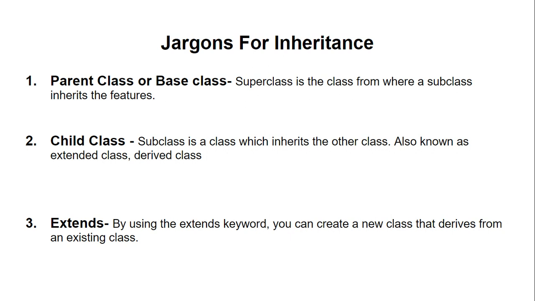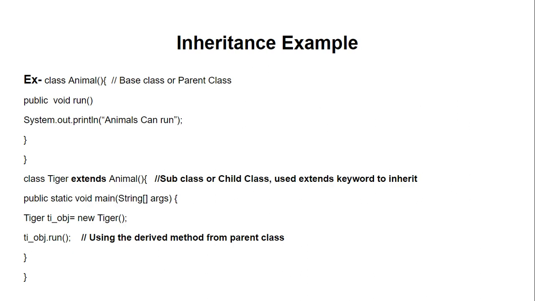What is a child class? A child class is nothing but the class that inherits some features from the parent class. So a subclass is a class which inherits another class, also known as extended class or derived class. What is extends? Extends is a keyword that we generally use to derive from an existing class. When we create a new class that inherits some features from another class, at that point of time we use the extends keyword.